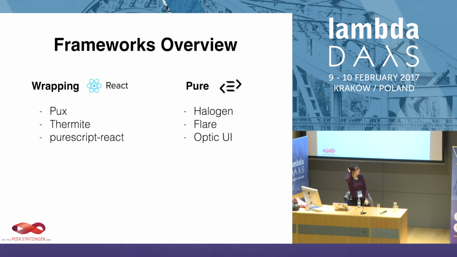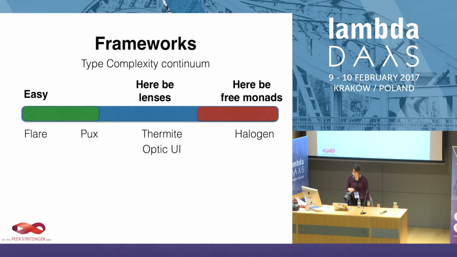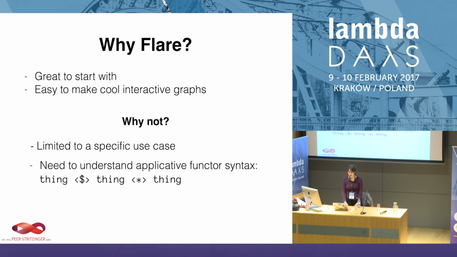So now I'm going to do a bit of a framework overview in Purescript. There are a bunch of choices, and the main difference between them is that a bunch of them wrap React, and a bunch of them are just Purescript. I'm going to show them to you here in a graph according to type complexity. You have the easy ones, like Flare and Pux, which is basically our implementation of the Elm architecture. There are the lenses ones, which are Thermite and Optic UI, and there are the free monads ones, which is Halogen.